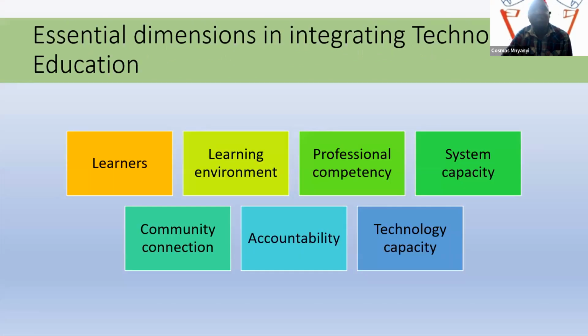And there comes the essential dimension. Where do we see that integration of ICT might have influence? We say the learner, the learning environment, the professional competence, the system capacity, community connections, accountability, actually all these areas in the technology capacity. We are trying to see that in these dimensions, we can see ICT doing its work much more.